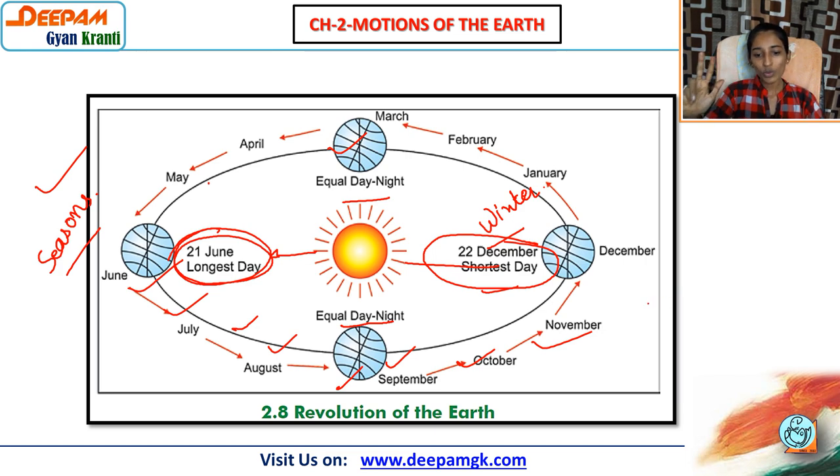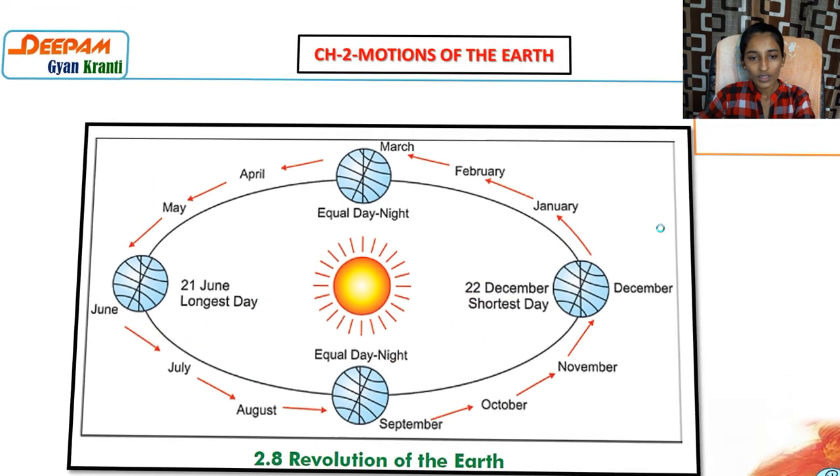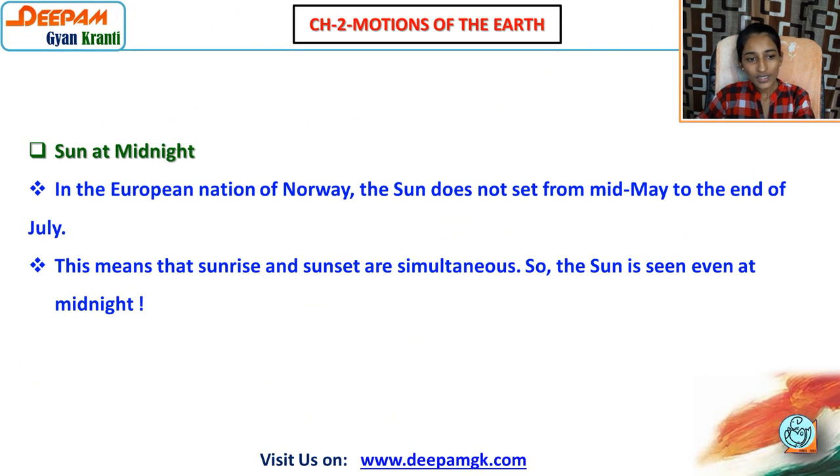So from here two questions are there, and that is very important: throughout the year, which is the longest day? The answer is 21st June. And which one is the shortest day? Your answer is 22nd December. Don't get confused in it. 21st June is the longest day of the year, and 22nd December is the shortest day of the year. Okay, now see, the sun at midnight, that is also very important.